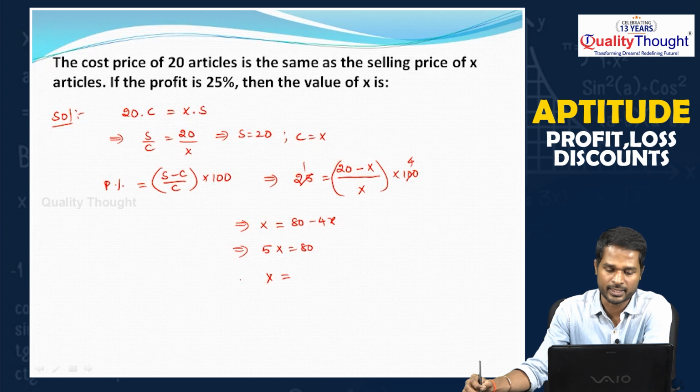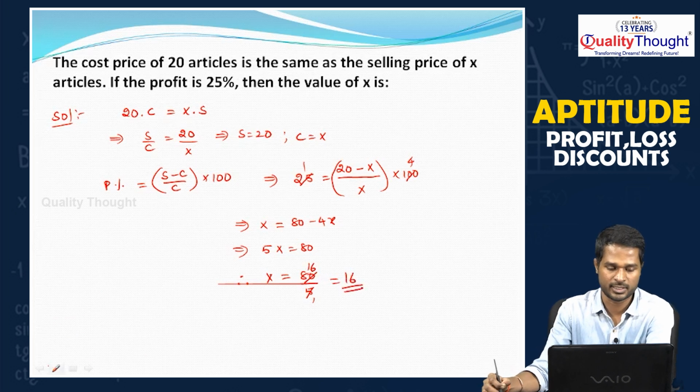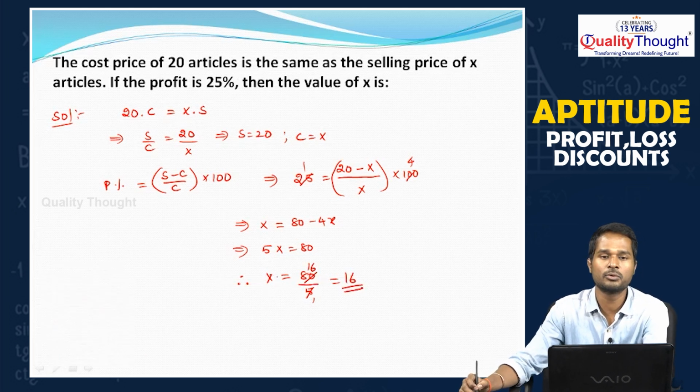So, the value of X is written as 80 by 5. So, 80 by 5, that is 5 ones are 5, 16s are. So, the value of X is 16. So, this is the value of X.